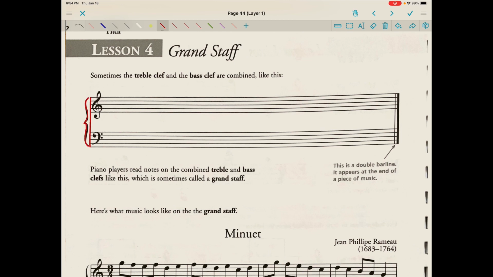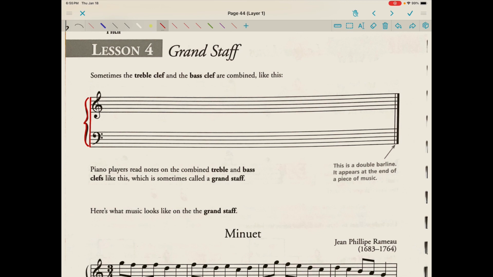a bracket here. So when we have a grand staff, the notes of the treble and bass staves that are connected by that bracket should be played at the same time. Usually the treble clef notes will be covered by the right hand of the pianist, and then the bass clef notes will be covered by the left hand of the pianist.